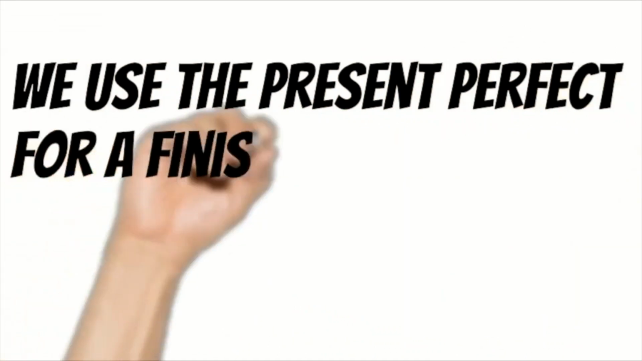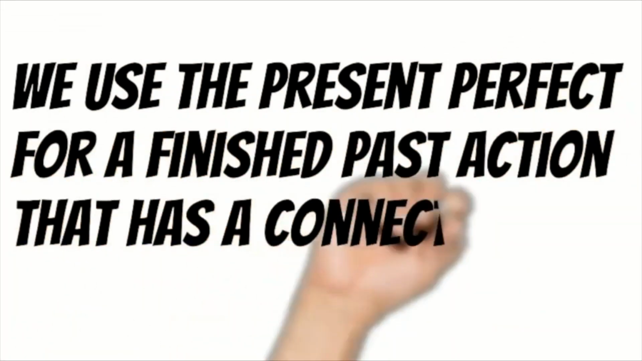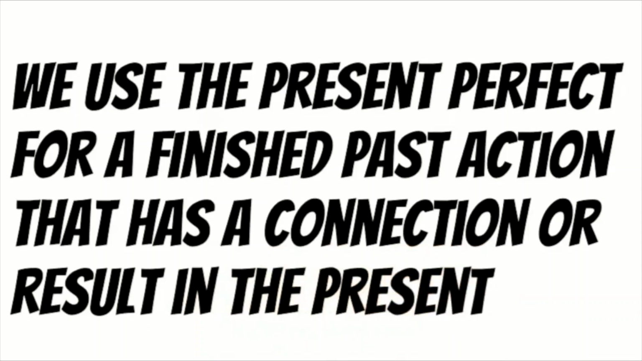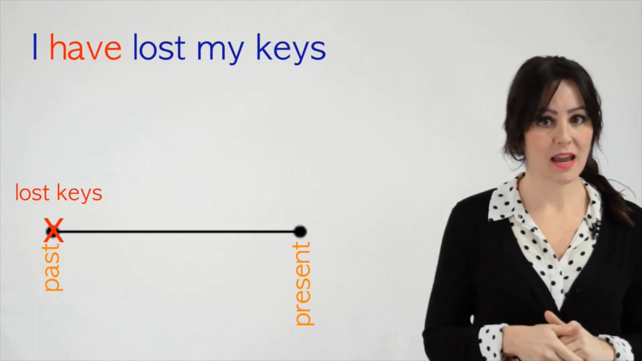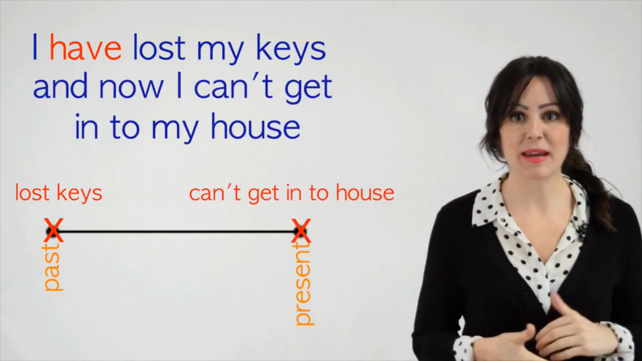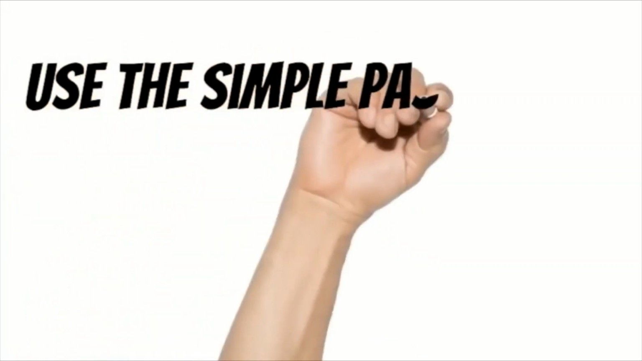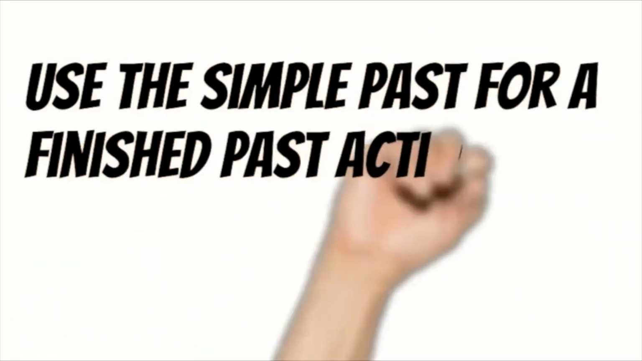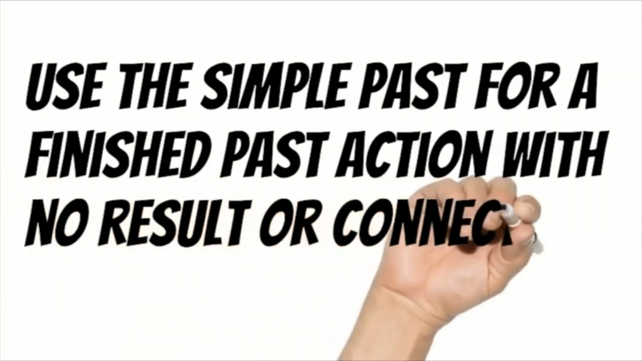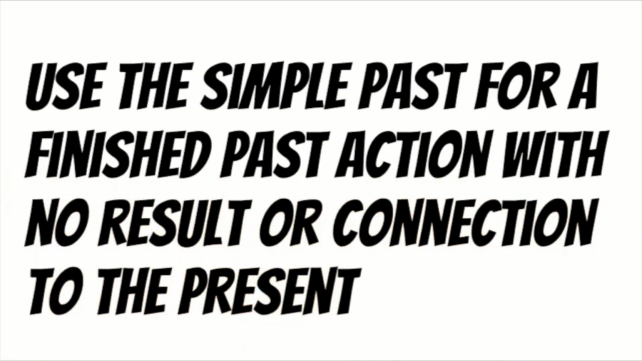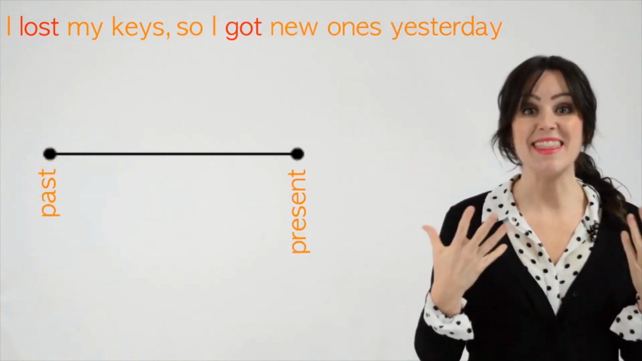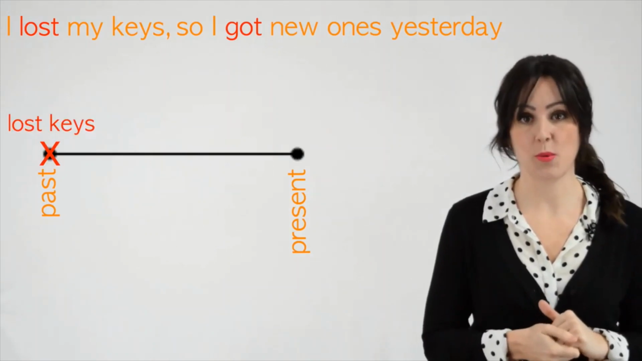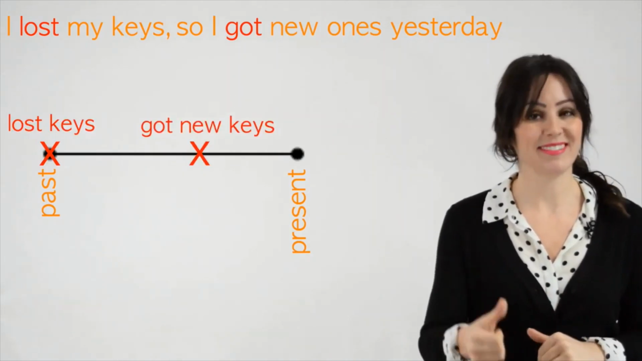And finally, we use the present perfect for finished past actions that have a connection or result in the present. For example, I've lost my keys, past, and now I can't get into my house. Use the simple past for a finished past action with no result or connection to the present. Like this. I lost my keys, so I got new ones yesterday. In this example, there's no connection to the present because I got new keys yesterday.